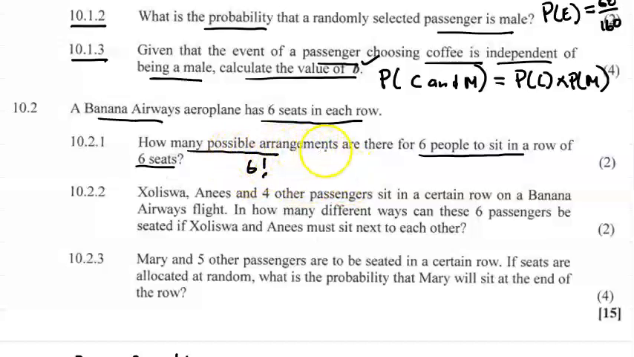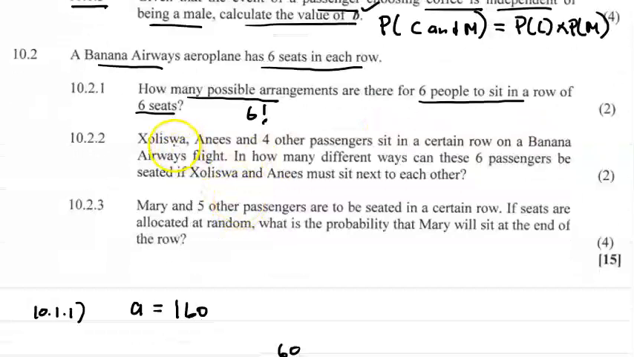How many possible arrangements are there for 6 people to sit in a row of 6 seats? So 6 factorial. Next question: Koliswa and Anis and 4 other passengers sit in a certain row on a Banana Airways flight. How many different ways can these 6 passengers be seated if Koliswa and Anis sit next to each other?